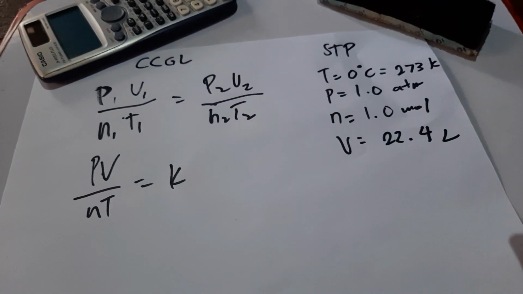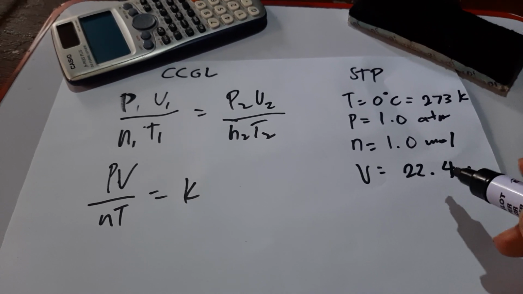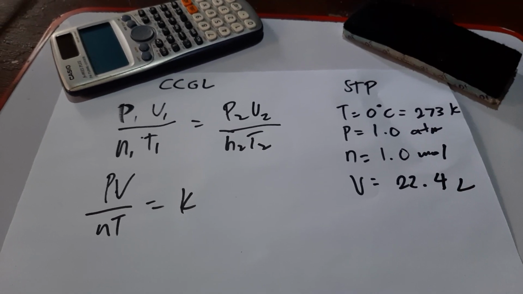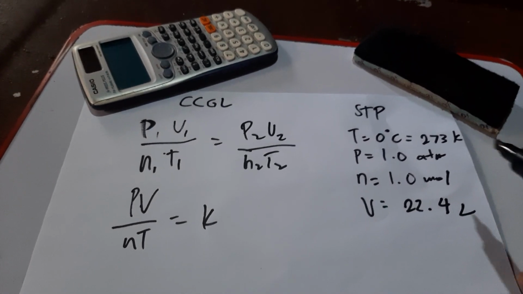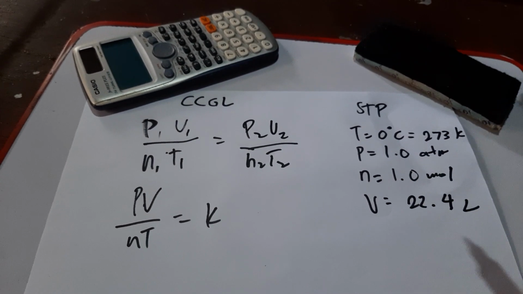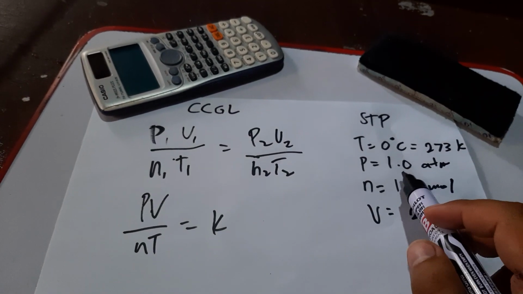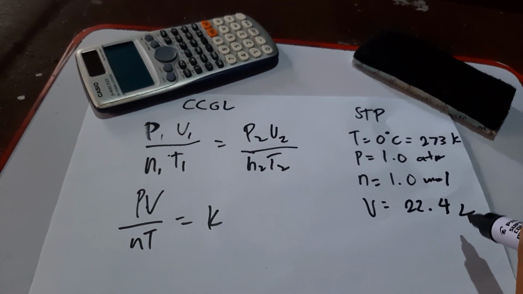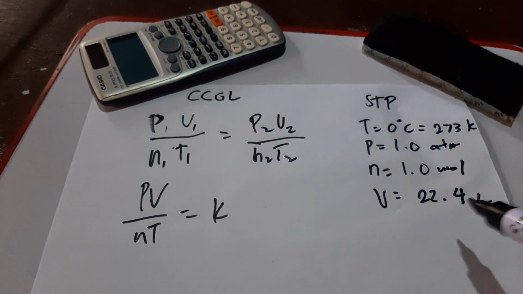Very, very amazing because he tried several gases. He tried computing and experimenting with different gases. 1 mole of helium, 1 mole of oxygen, 1 mole of argon, at 1 atm and 273 Kelvin, and it always ends up with 22.4 liters.